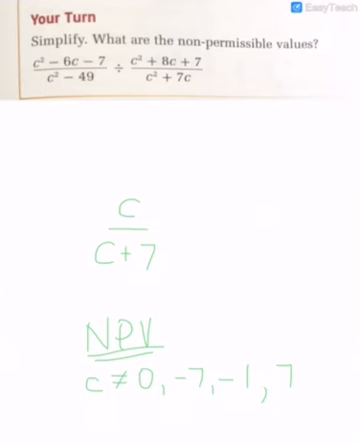I'd like you to try this next one on your own. It's a division question, and your answer should be c divided by c plus 7. So let's see if you can get that on your own, and I've also listed the non-permissibles at the bottom.